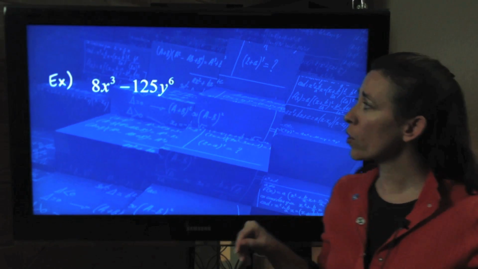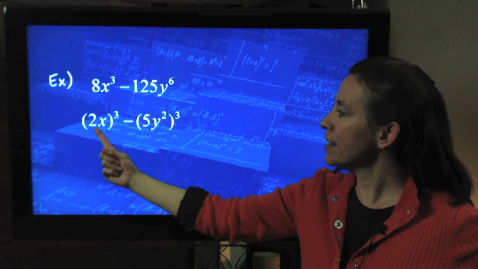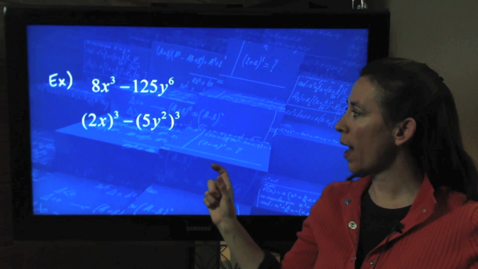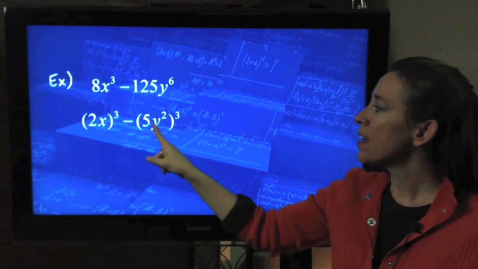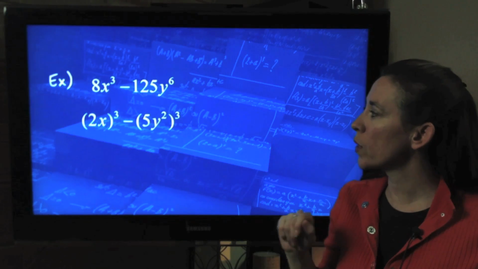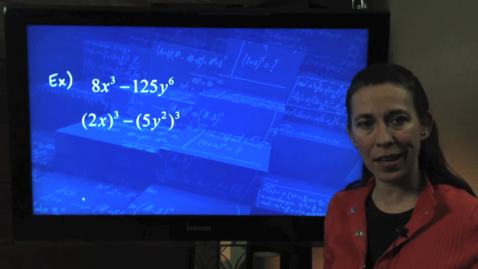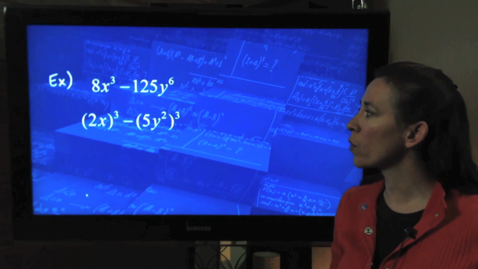This one's a little bit more complicated. We do have cubes, so we're going to rewrite the 8 as a 2 and then an x being cubed. So there's our base of 2x. The 125y to the 6th is actually 5y squared being cubed. 5 cubed is the 125. Y squared, if you cubed it, would give you y to the 6th. So rewrite your bases as something taken to the power of 3.